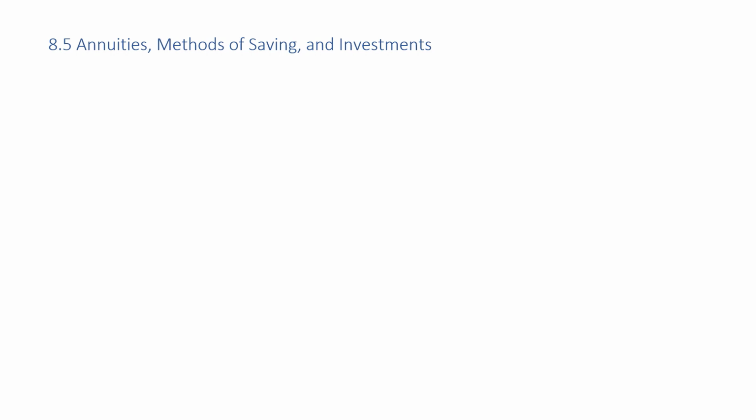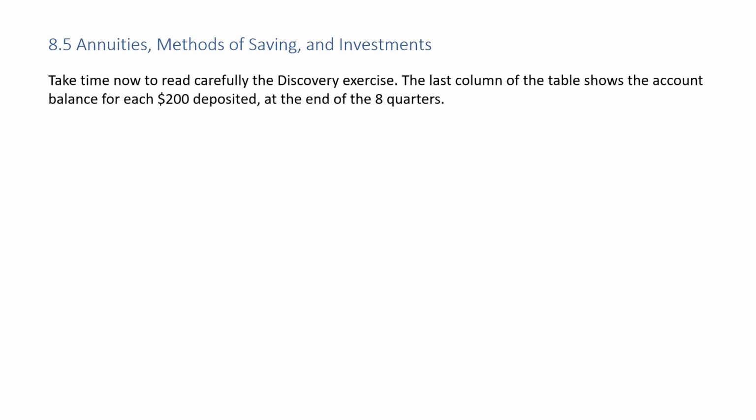This lesson is titled Annuities, Methods of Saving, and Investments. Please take the time now to read carefully the discovery exercise in your student notes. The last column of the table shows the account balance for each $200 deposited at the end of the 8 quarters.